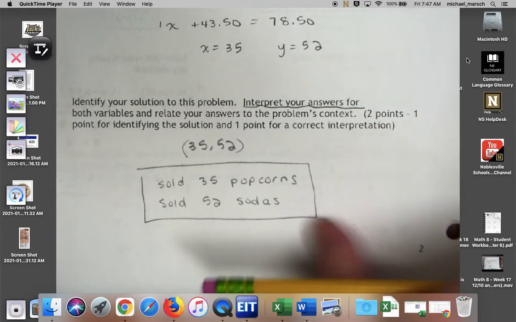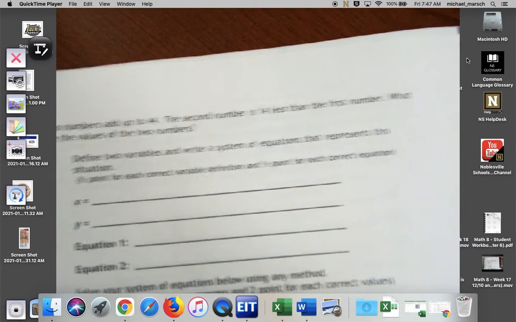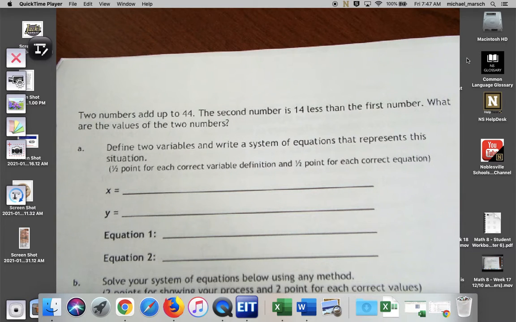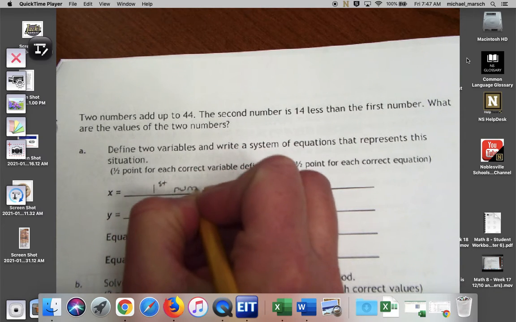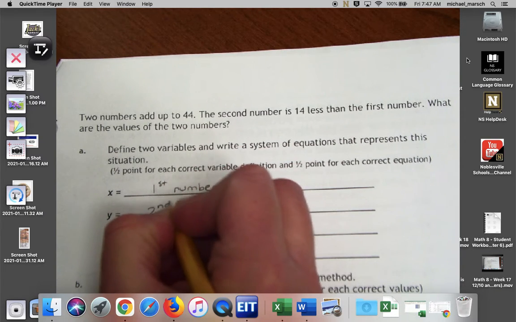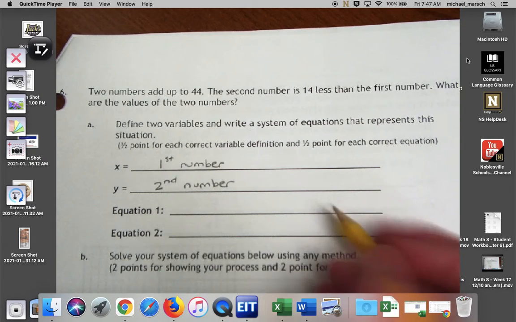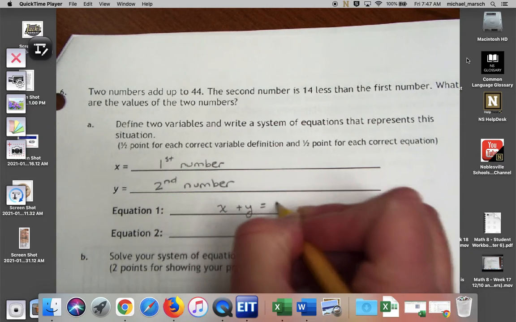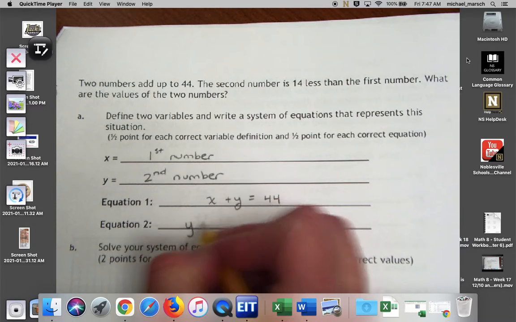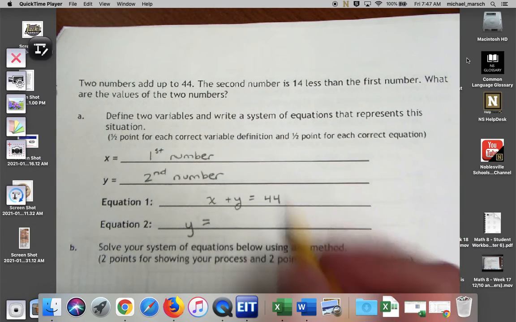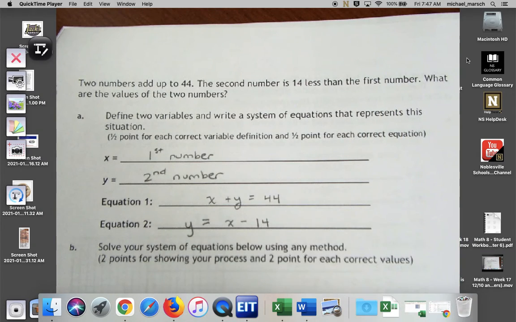Okay. All right, let's do another one. Two numbers add up to 44. The second number is 14 less than the first number. What are the values of the two numbers? Easy peasy. So I'm going to make the x my first number and y my second number, just so I can keep track. All right, so I know they add up to 44, so x plus y equals 44. The second number, so that's y, equals 14 less than the first number, so that's going to be x, my first number, minus 14.